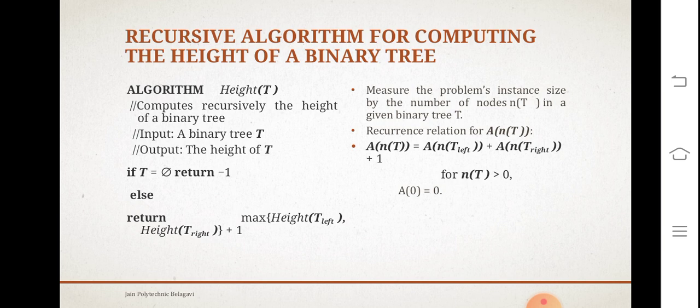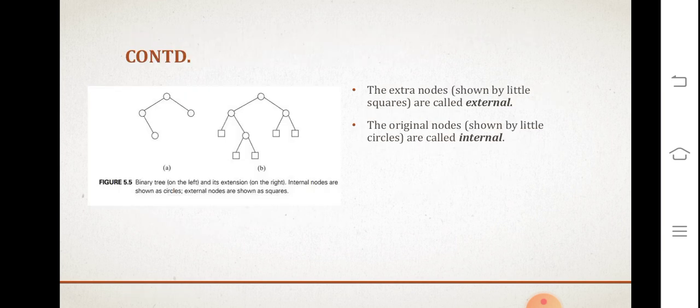I'll be briefing you about the external and internal nodes of the binary tree. So here this is about the recursive algorithm for computing the height of a binary tree. So here, as I said, the extra nodes shown by little squares are called external, and the original nodes shown by little circles are called internal.